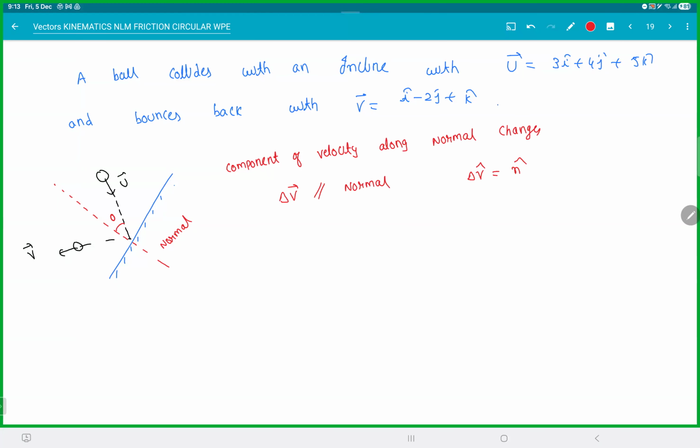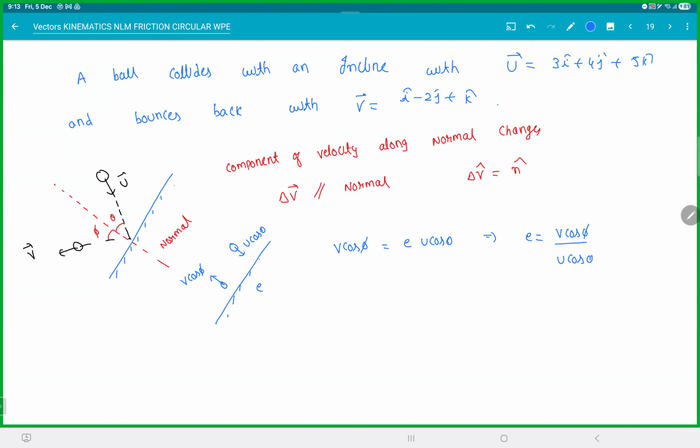Now, if you take this angle to be theta, and this angle to be phi, we know whenever you hit a wall with speed u, the component along the normal is u cos theta. So if this is u cos theta, then you'll bounce back with v cos phi. So basically the coefficient of restitution is nothing but v cos phi by u cos theta.